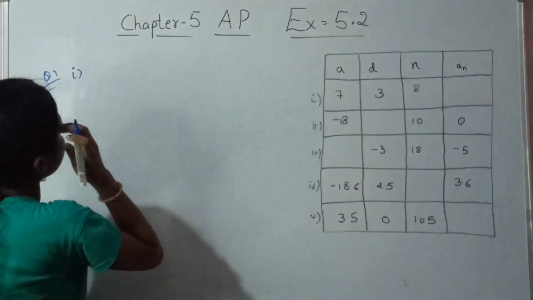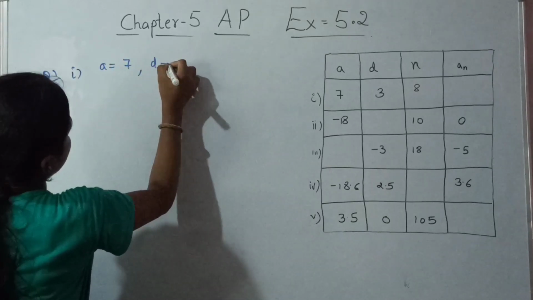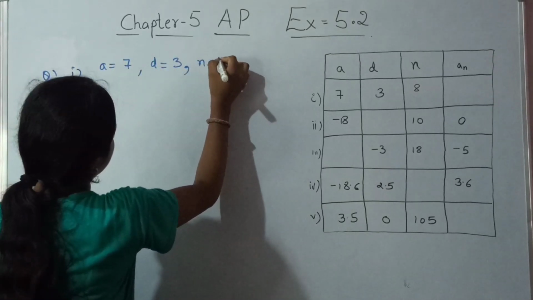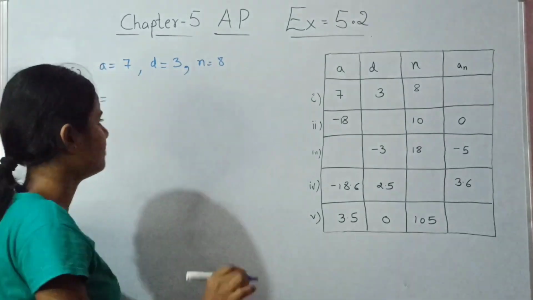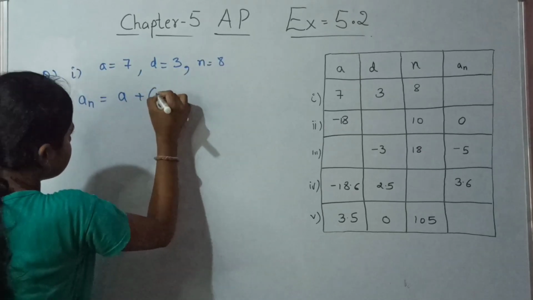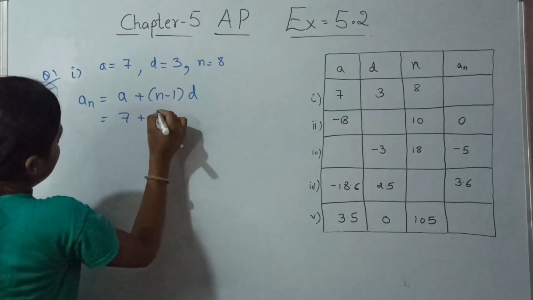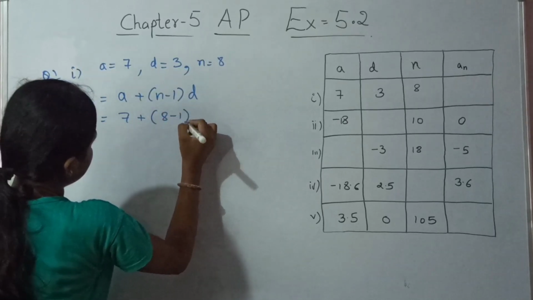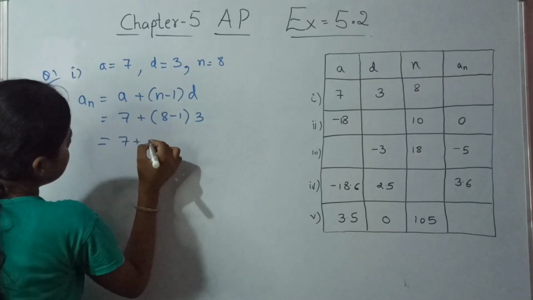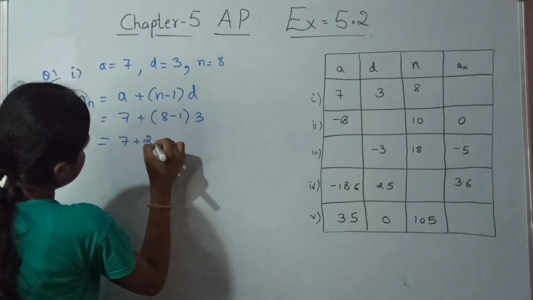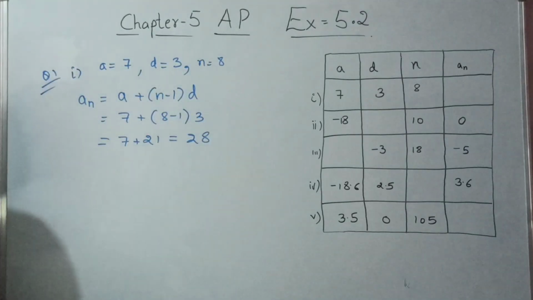So first of all, we know A, we know D, we know n. So what is the nth term? What is the general form of the nth term? I have told you that it is A plus (n minus 1) multiplied by D. So here A is 7, n is 8, minus 1, D is 3. So this way 7 plus 7 into 3, which is 21. So your nth term will be 28.